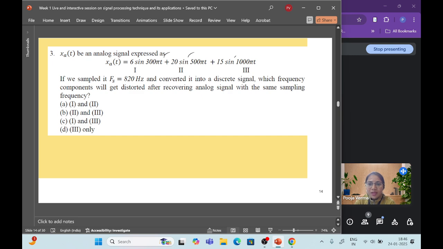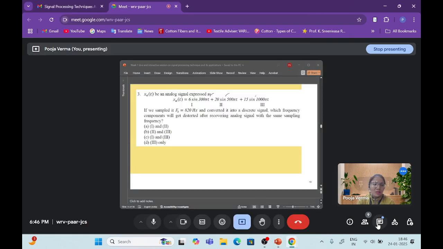Okay, if we sample it at fs is equal to 820 hertz, that means a sampling frequency of 820 hertz, and convert it into a discrete signal, which frequency components will get distorted after recovering the analog signal with the same sampling frequency? So they are asking which signal will get distorted after converting to the discrete signal, and then when we are recovering our analog signal again, which signal will get distorted.